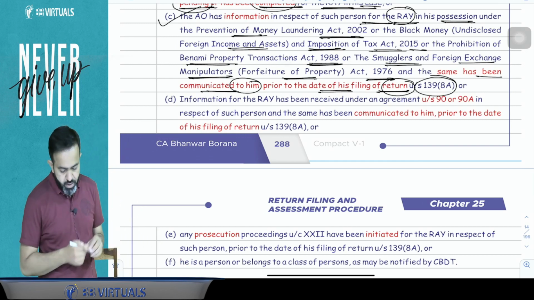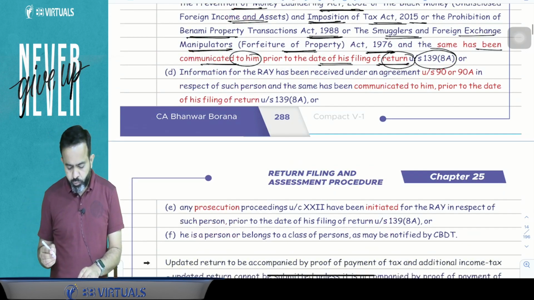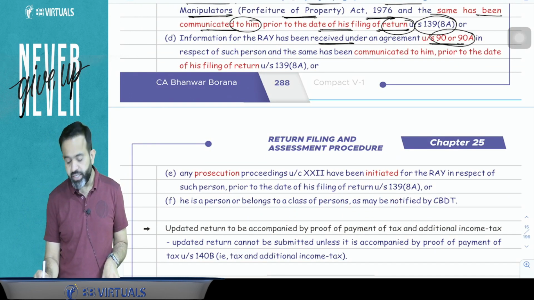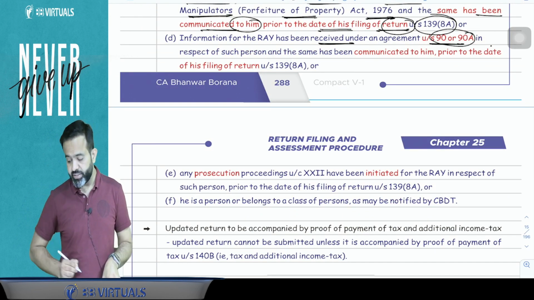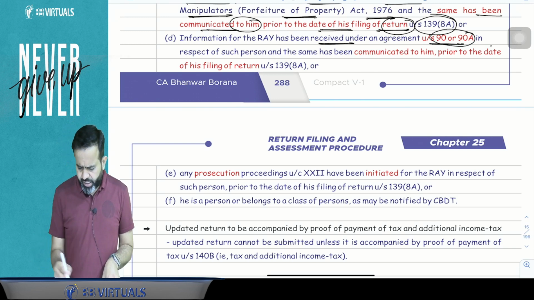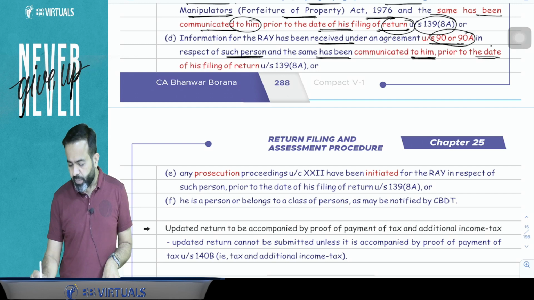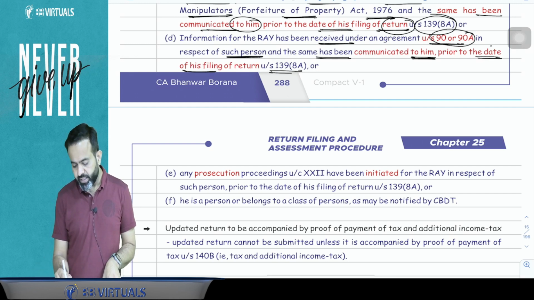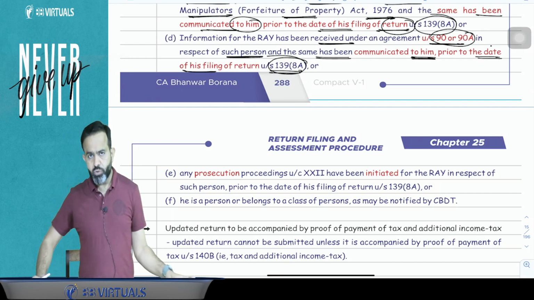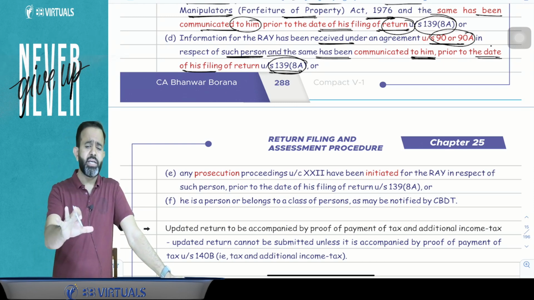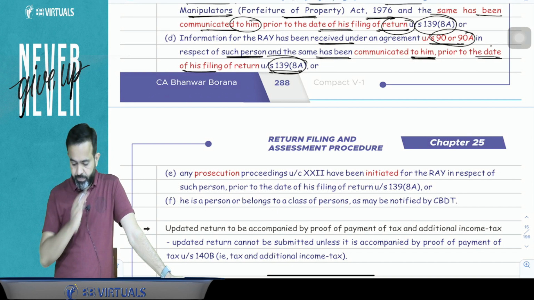Now the next point, information for the relevant assessment year has been received under the agreement under section 90 or 90A, that is the double taxation avoidance agreement with a foreign country, in respect of such person, and the same has been communicated to him prior to the date of his filing the return under section 139(8)(a). So suppose they got the information and they already communicated it to you, then guys you cannot file the updated return.